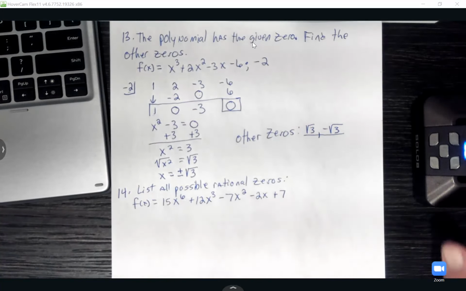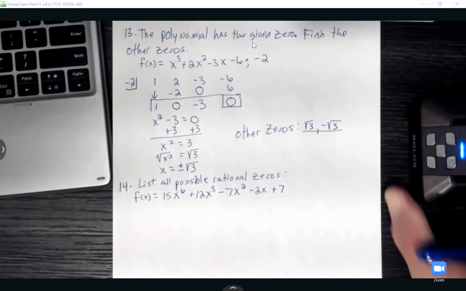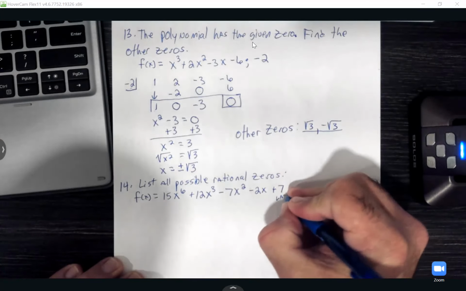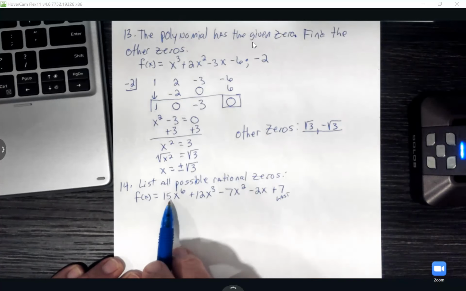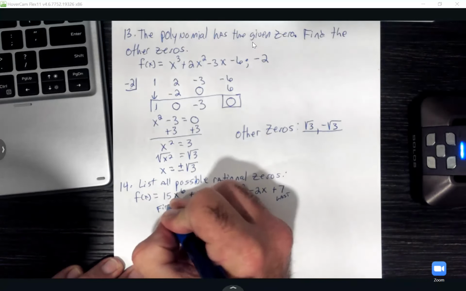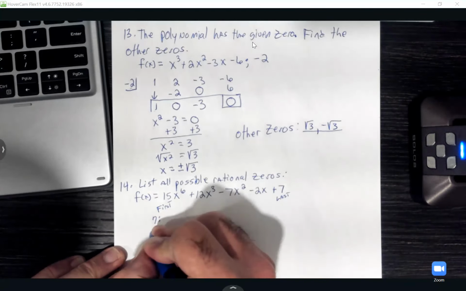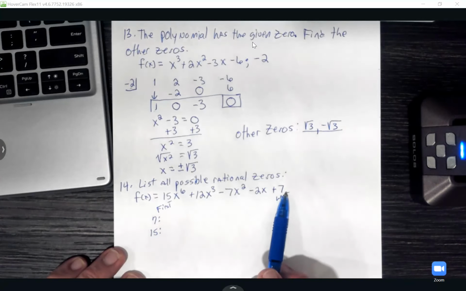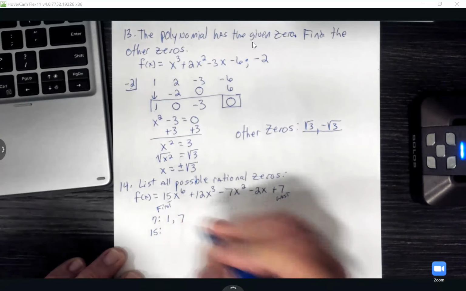So y'all, to get all these possible zeros, this is the one where I took all the factors of the last number. So my last number is a positive 7 and divided by all the factors of the first number. So my first number is a 15. So I'm going to find all the factors of 7, then all the factors of 15. And y'all, what's nice on this, 7 only has 2 factors. It has a 1 and a 7.